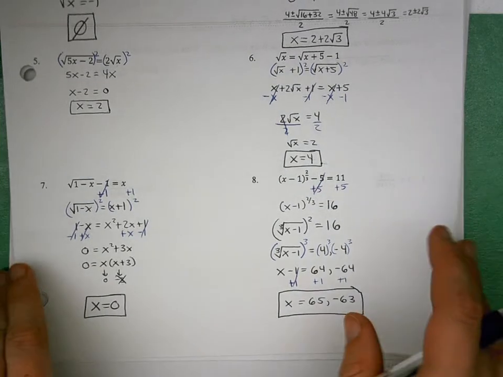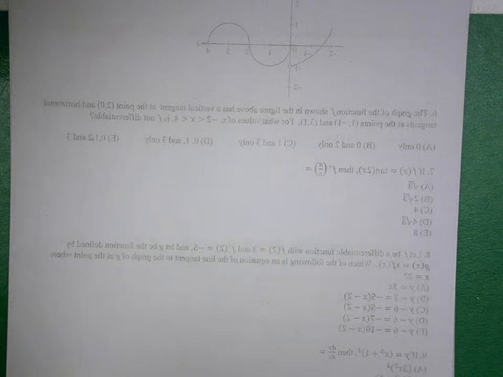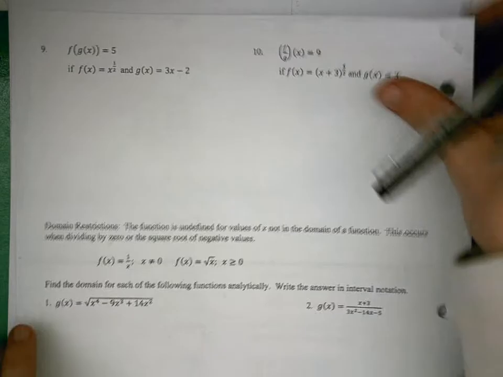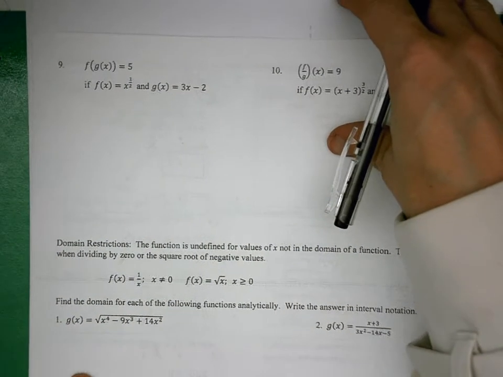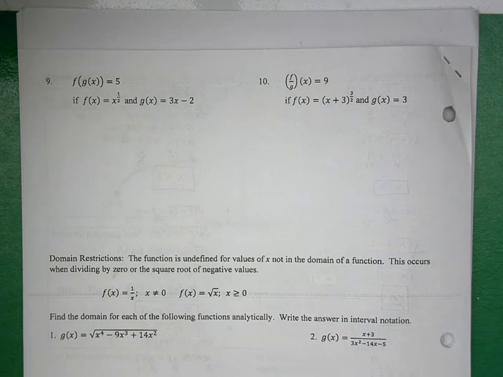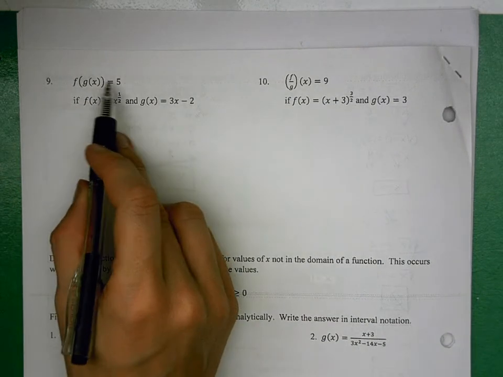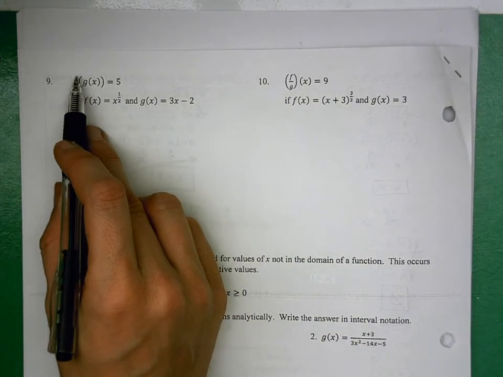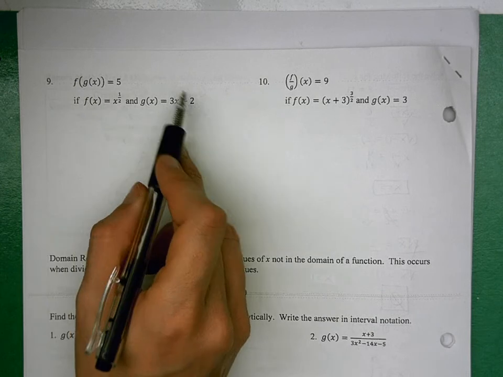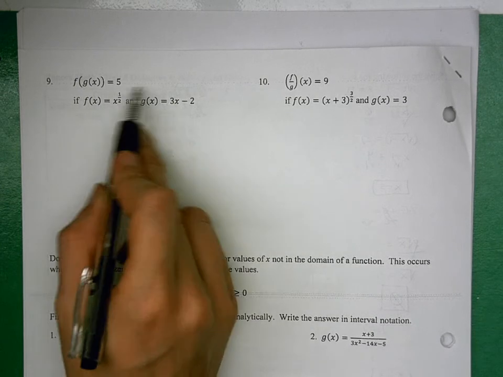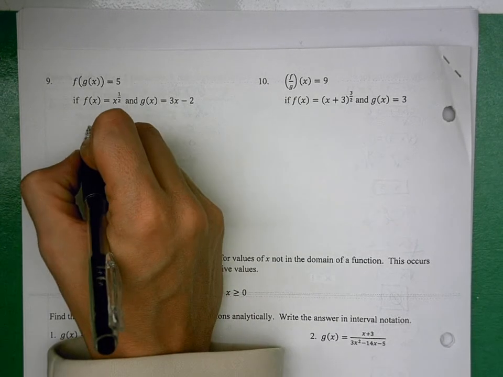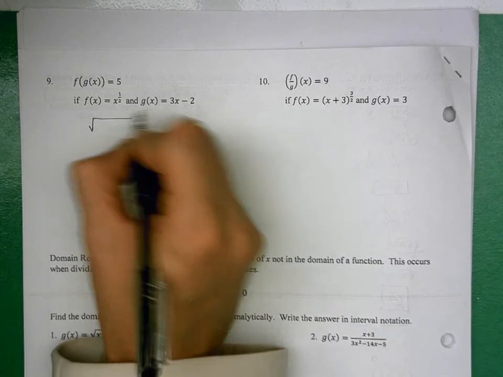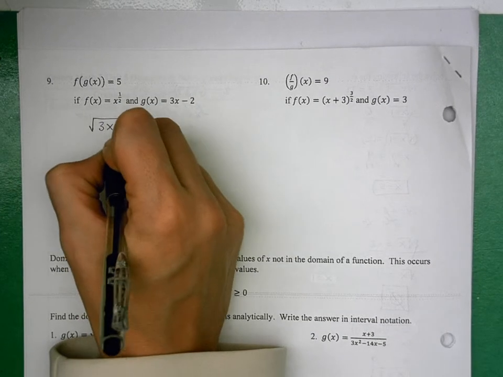Okay, 2 more. Numbers 9 and 10. So number 9. We have f of g of x is 5. So g of x is plugged into f. This g of x, 3x minus 2, is plugged into f. And f is root x. So plugging that 3x minus 2 in, this equals 5.